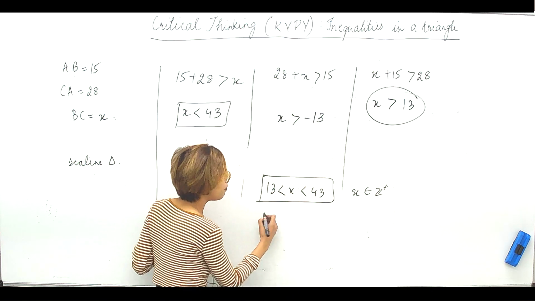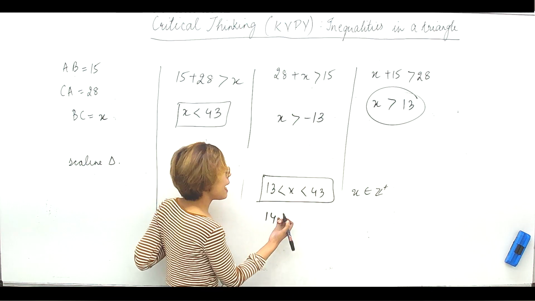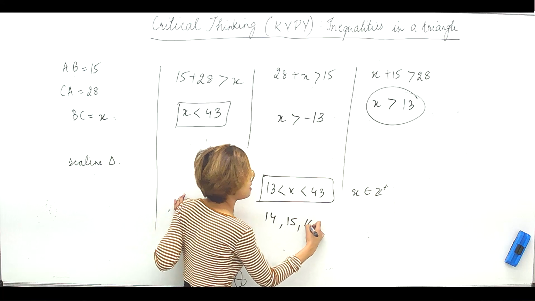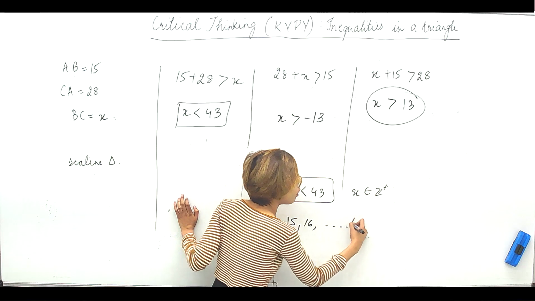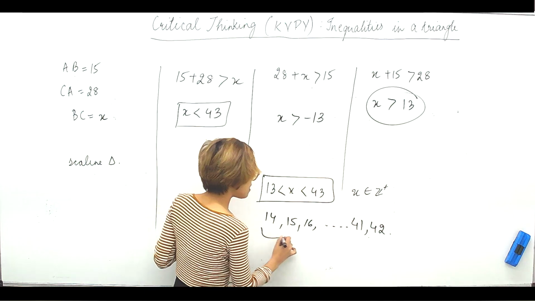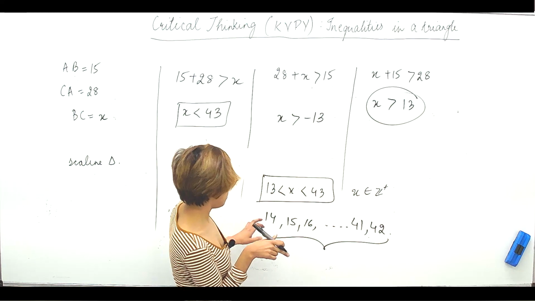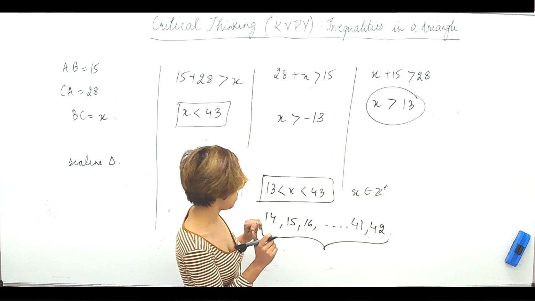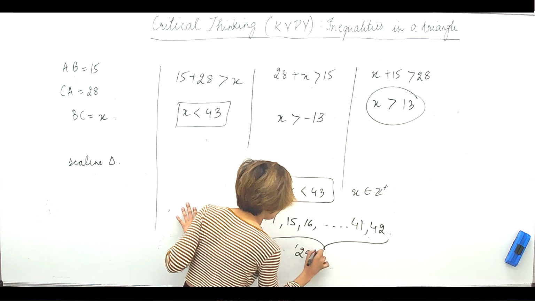So 14 is possible, right? x can be 15, it can be 16, so on. It can be 41, it can be 42. Right? So how many numbers are these? We have to go from 14 to 42. So these are 29 in number.